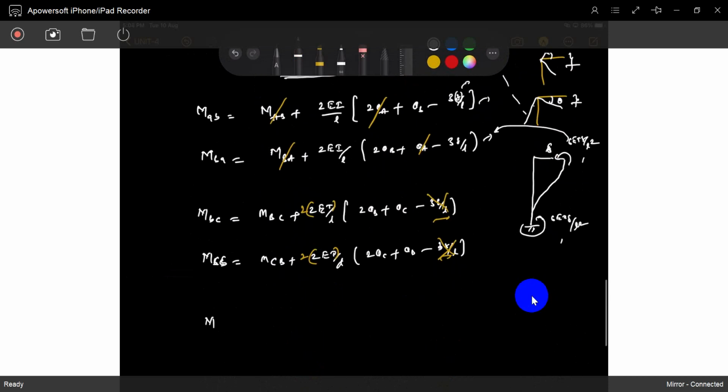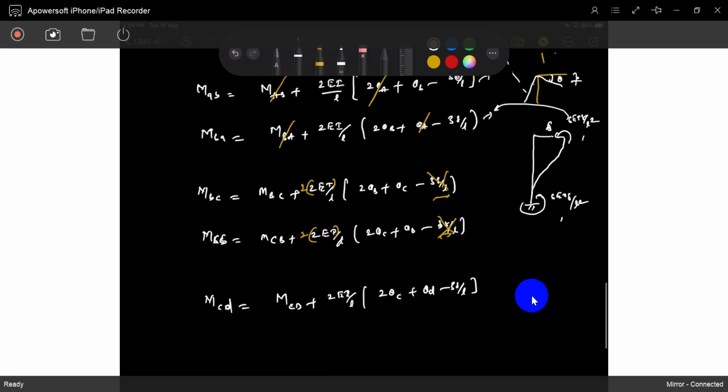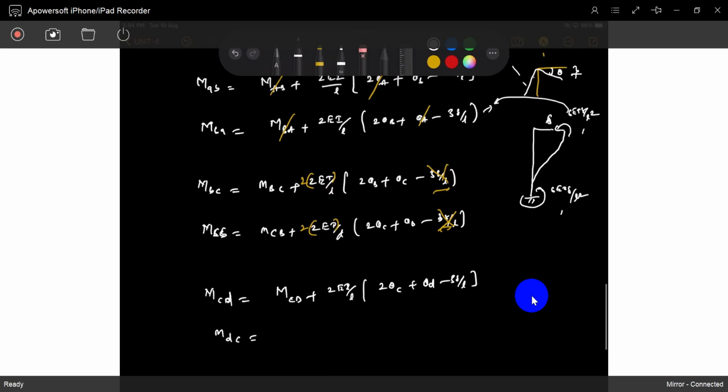Next, MCD. You have to take it the same. MCD equals 2EI by L into 2 theta C plus theta D minus 3 delta by L. MDC equals 2EI by L into 2 theta D plus theta C minus 3 delta by L. That's it.